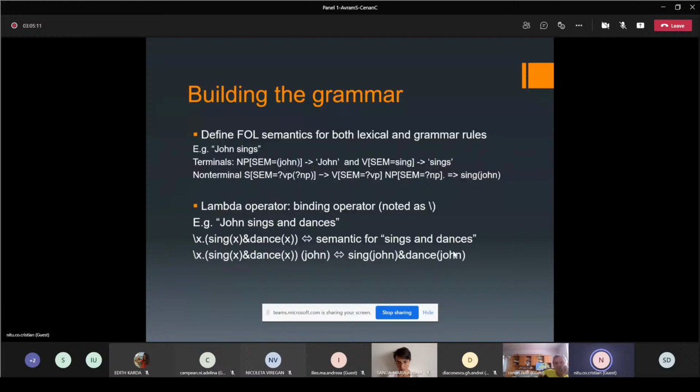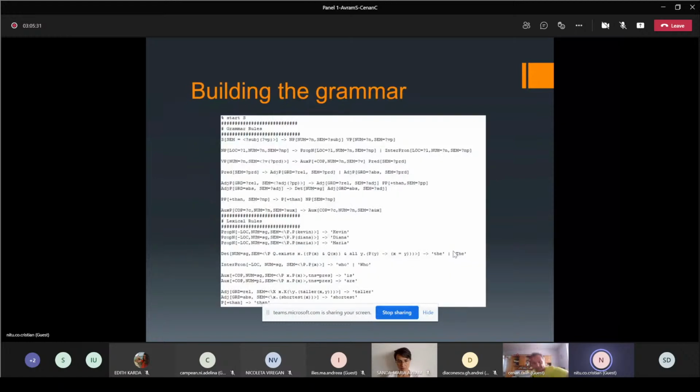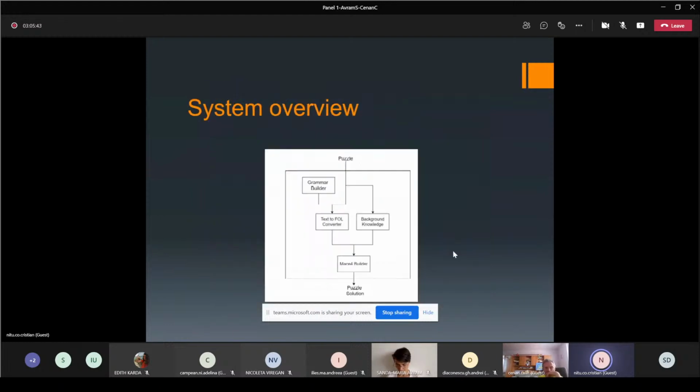For this, we use the lambda operator, which is a binding operator applied to a variable, like in the semantic for sing sentences. This operator can be replaced by a first-order logic expression or by a constant, in our case, John, and we can obtain thus the semantic of even more complex sentences. Here we have an example of a grammar for solving a very easy puzzle, a basic grammar which has the concepts defined by us earlier.